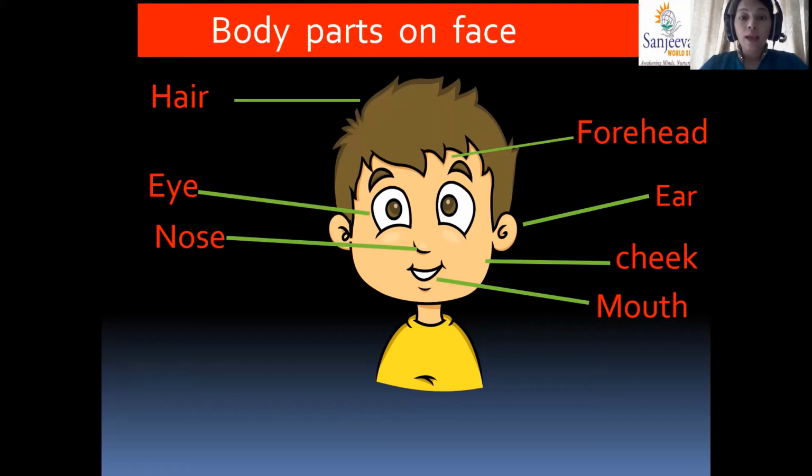First hair, then just below the head and above the eyebrow is forehead. Then eyes, we all have two eyes. Then ears, we have two ears. Nose, we have one nose. Cheeks, and then mouth. So children, these are the body parts on face. Now let's see some other body parts.